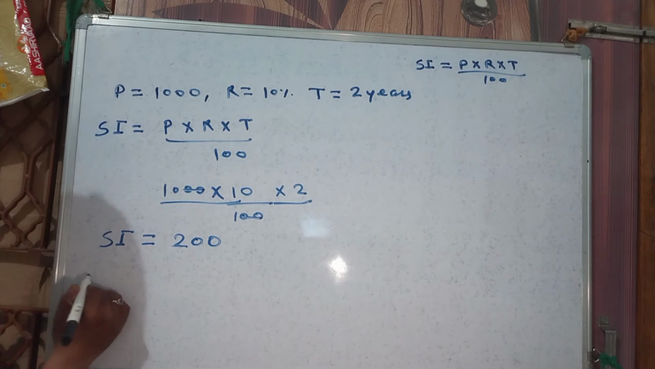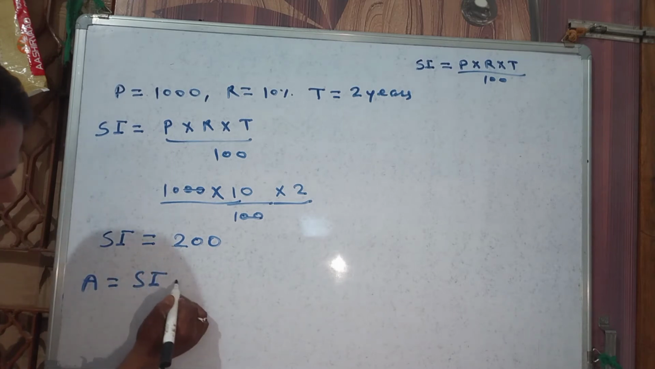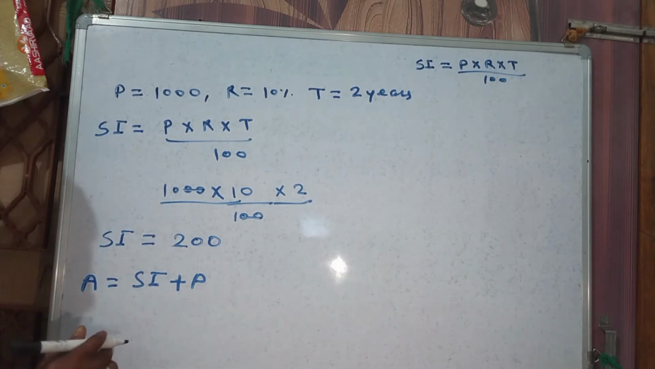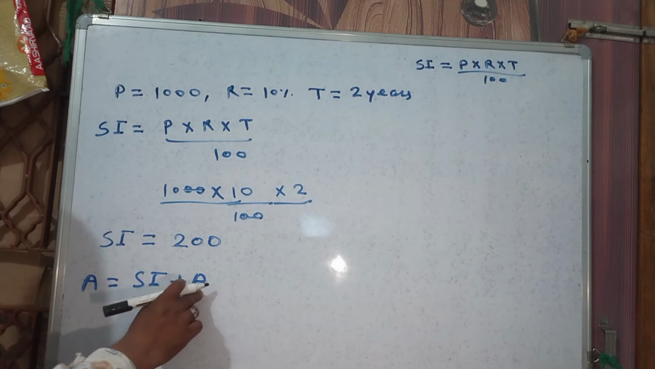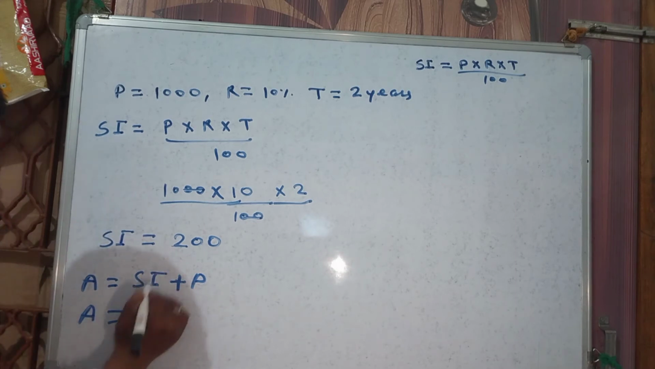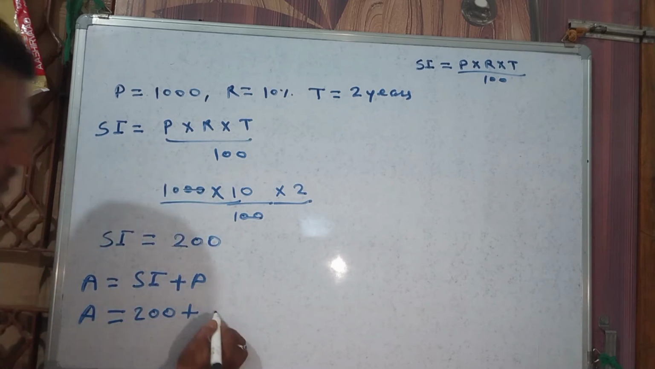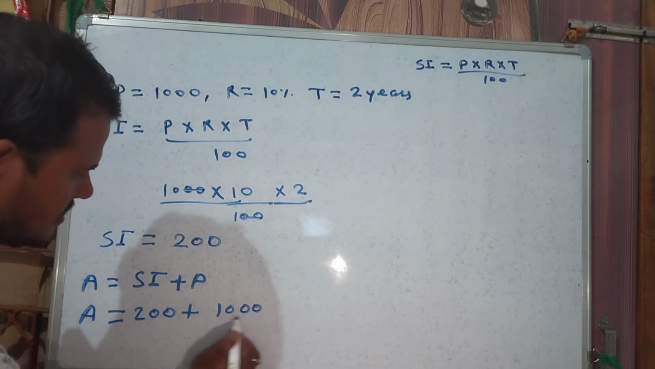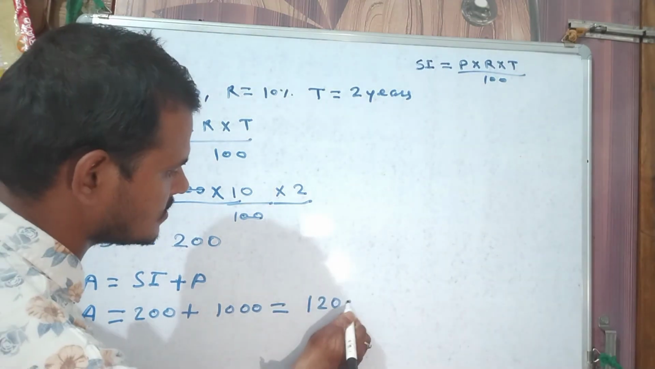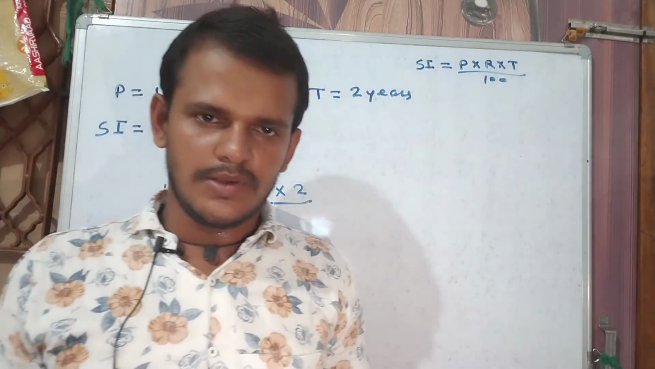Okay. Amount will be simple interest plus principal. Simple interest is 200 and principal is 1000. So substitute the values here: simple interest is 200 plus principal 1000. So the total amount will be 1200. Let's see another example.